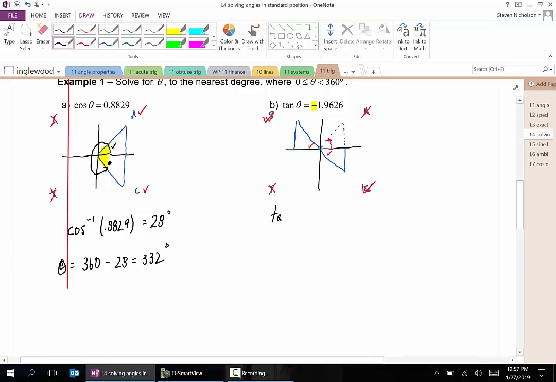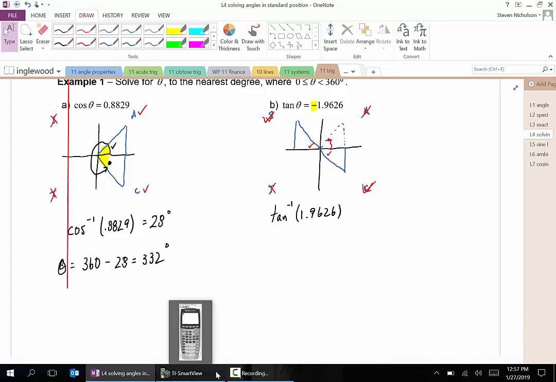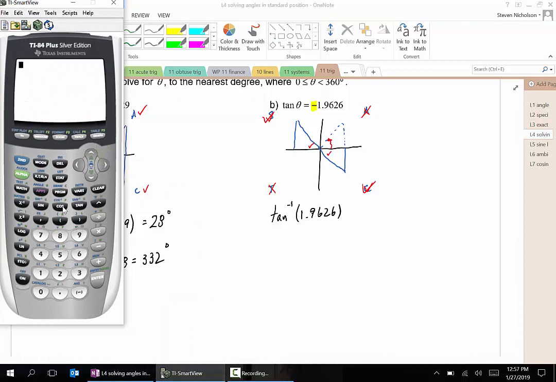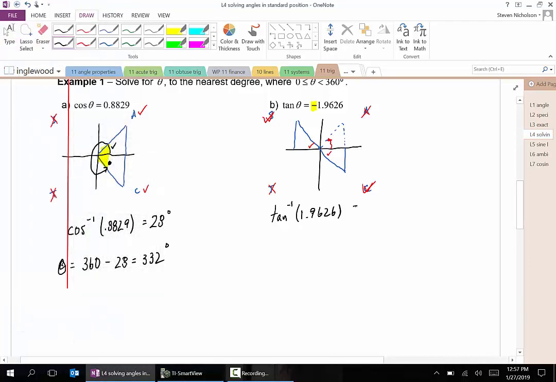We have the tangent of the inverse tangent of 1.9626. So I want to know whose angle has a ratio of 1.9626, and we go second, tan, 1.9626, and we get 63 degrees. So all we have to understand is, what is that 63 degrees telling us? And this is what it's telling us right here.